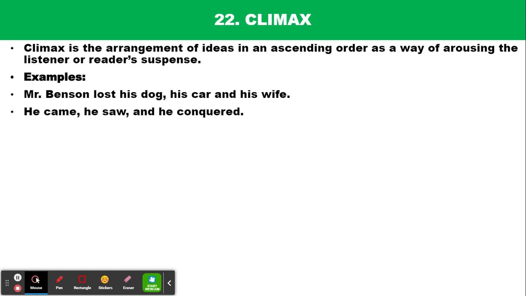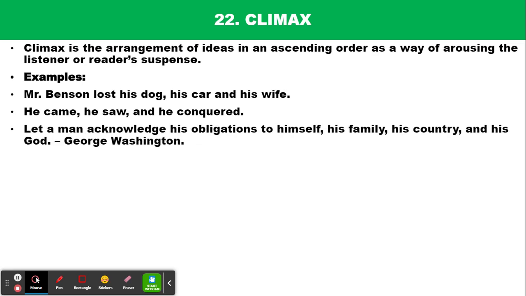He came, he saw, and he conquered. That's another example. Then, let a man acknowledge his obligations to himself, his family, his country, and his God. You know, this statement was made by George Washington. It's an example of climax.